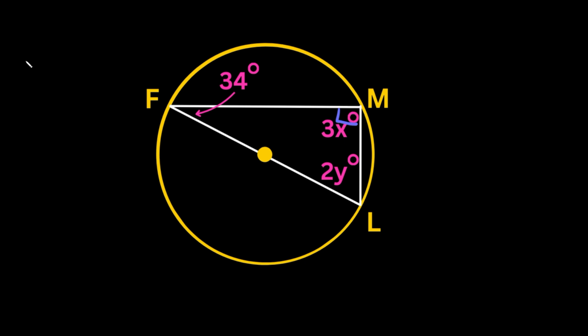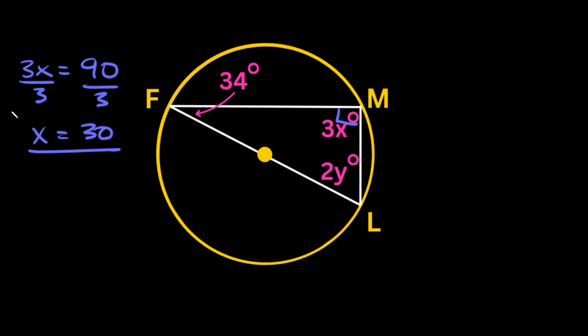So we can solve that one right now, right? To solve for x, we can say that 3x must be equal to 90 degrees. So to solve for x, we can divide both sides by 3. So we get that x is equal to 30, all right? Now let's find y. Now remember, whenever you add up all the angles inside of a triangle, any triangle, they have to add up to 180 degrees, right?